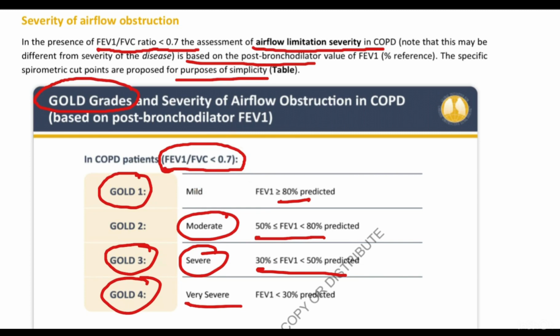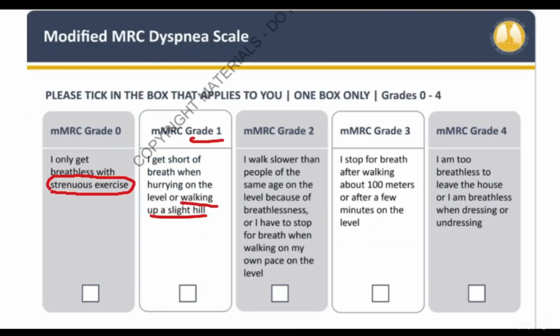GOLD 1 is mild, and FEV1 is equal to or more than 80% of predicted. GOLD 2 is moderate, and FEV1 is less than 80% to equal to or more than 50%. Then comes GOLD 3, which is severe, with FEV1 less than 50% to equal to or more than 30%. And then comes GOLD 4, very severe, where FEV1 is less than 30% of predicted. Then comes the modified MRC dyspnea scale.